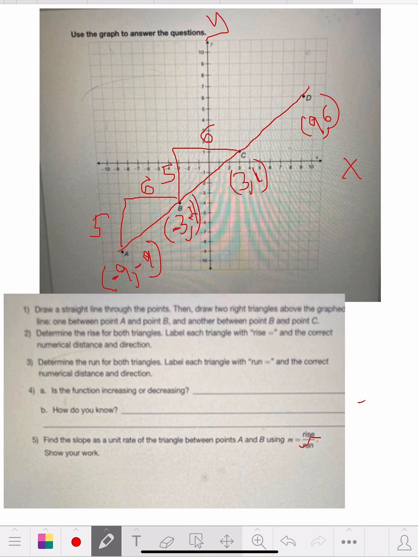So we already got now the rise and the run. This is the rise, rise, and this is the run. And that's the run.